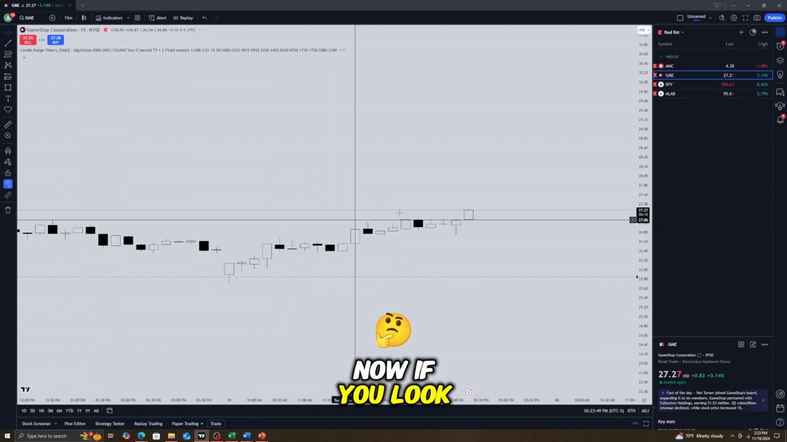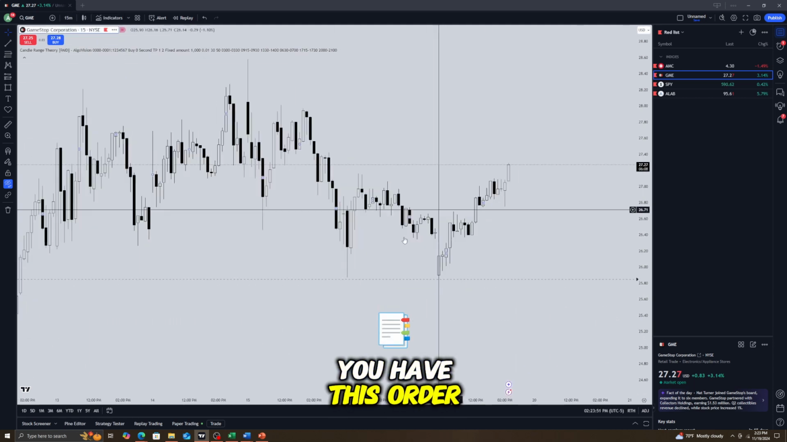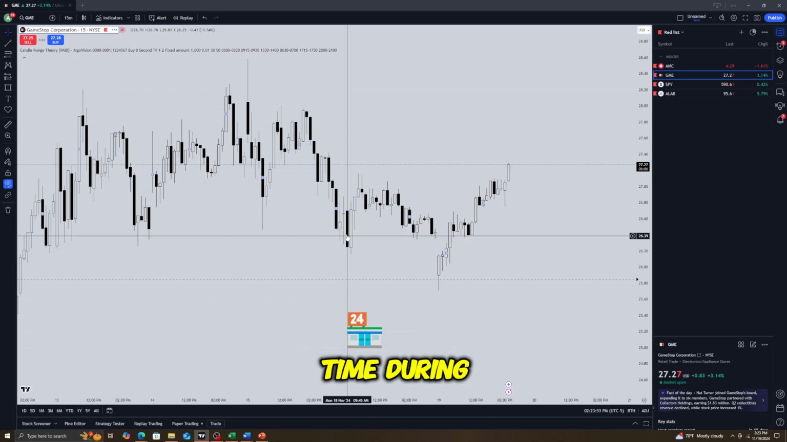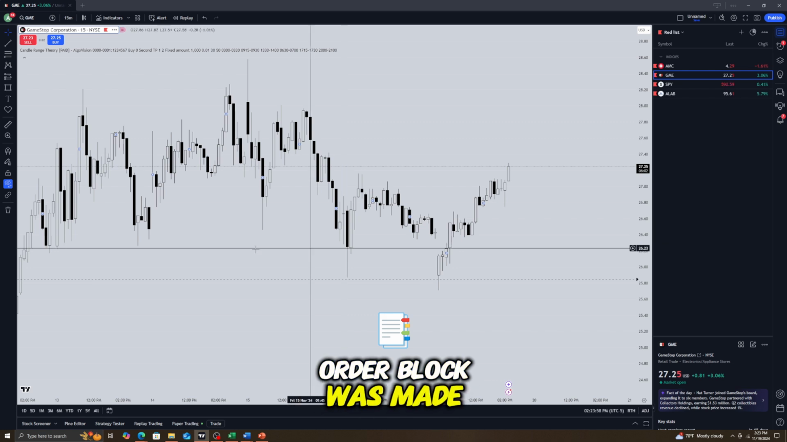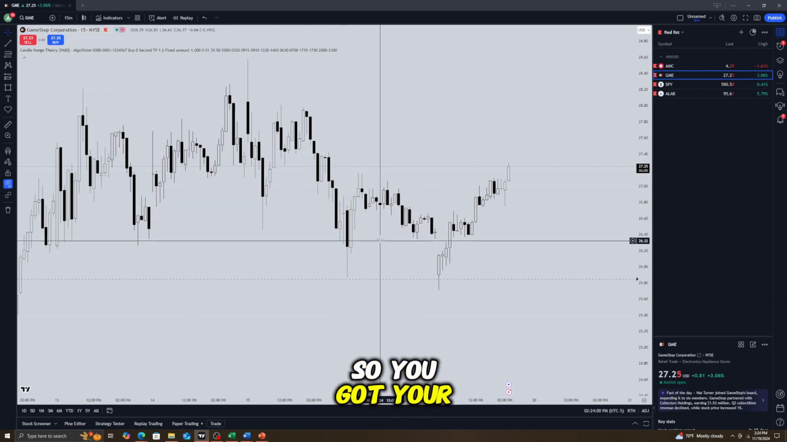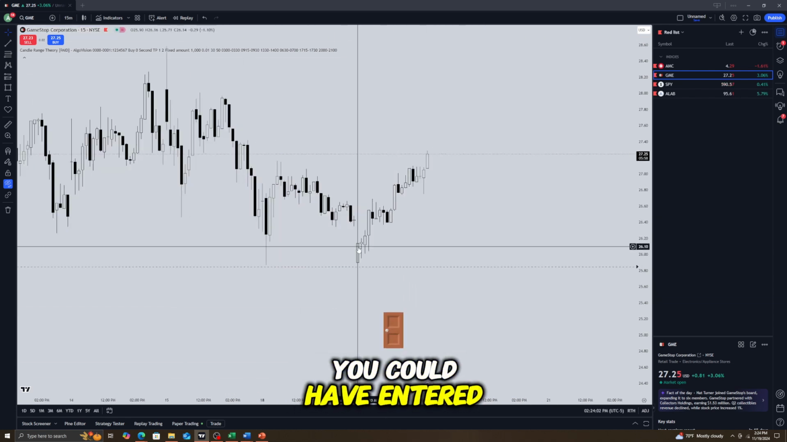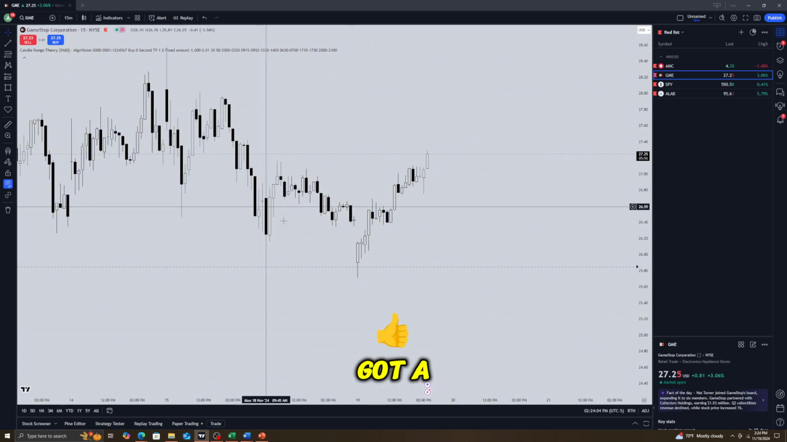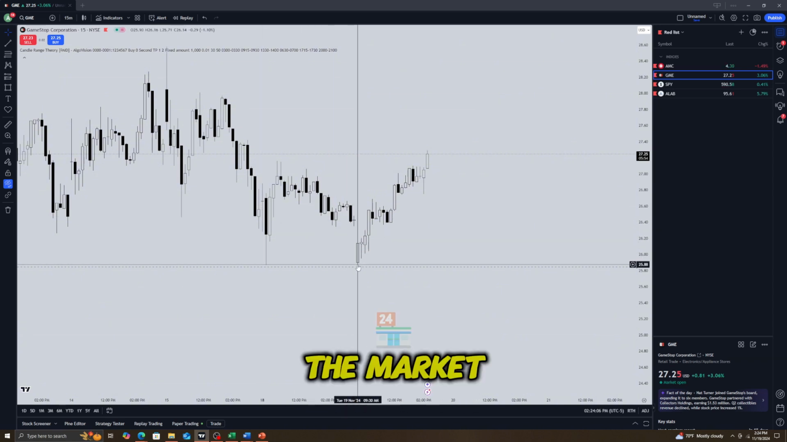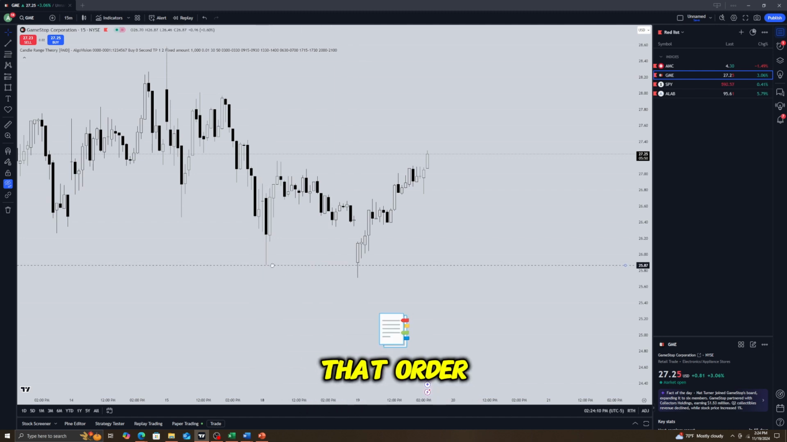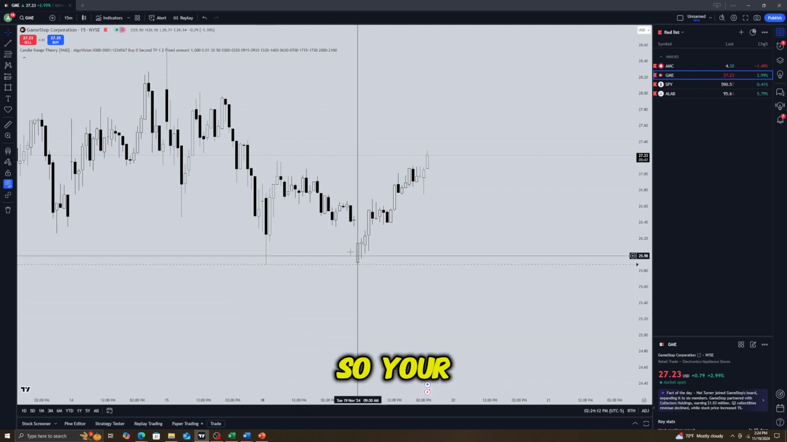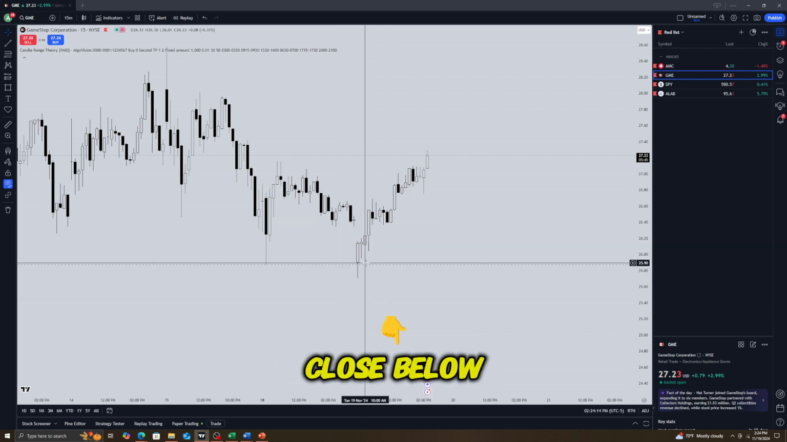Now if you look, on the 15-minute, you have this order block right here, created at a key time during market open yesterday on Monday. Key time, order block was made, closed above, so you got your long setup. You could have entered on candle 3, which you could have got a way better entry. See how the market opened right here and wicked this low? There was no close below that order block, right? No close below that. So your trade would have been valid unless you got a close below there.